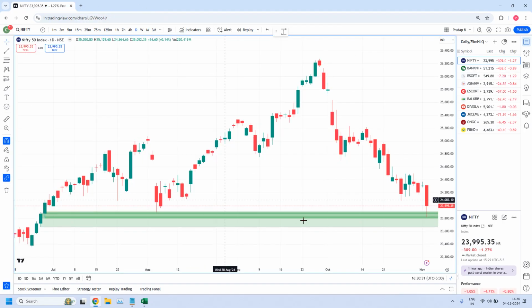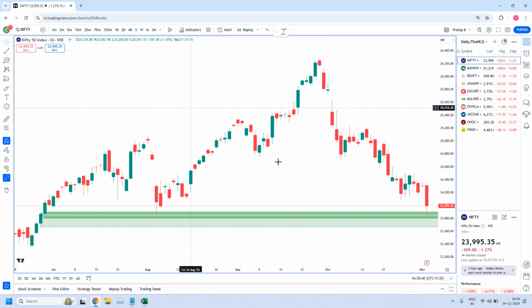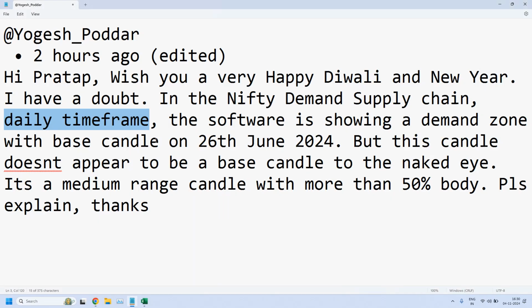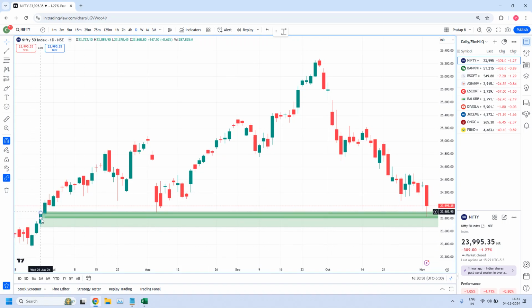First, let's start with the Q&A. This is the question asked by one of our members, on the Nifty supply demand zone chart on the daily time frame. So this is the Nifty chart, on the daily time frame. The software is showing a demand zone with base candle on June 26th. See, this is the base candle on June 26th. Our software identified this as a medium size leg in, a medium size base candle, and then this is the rally candle. Prices are moving out of the zone.